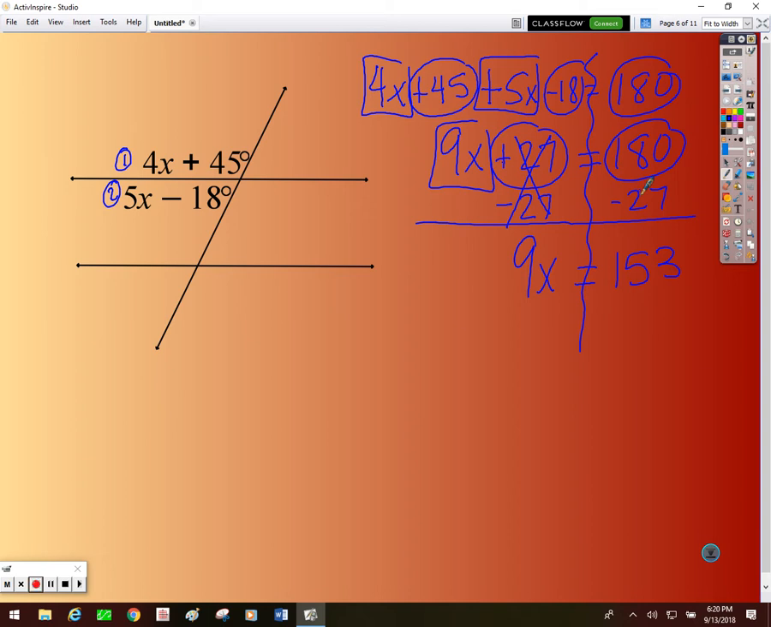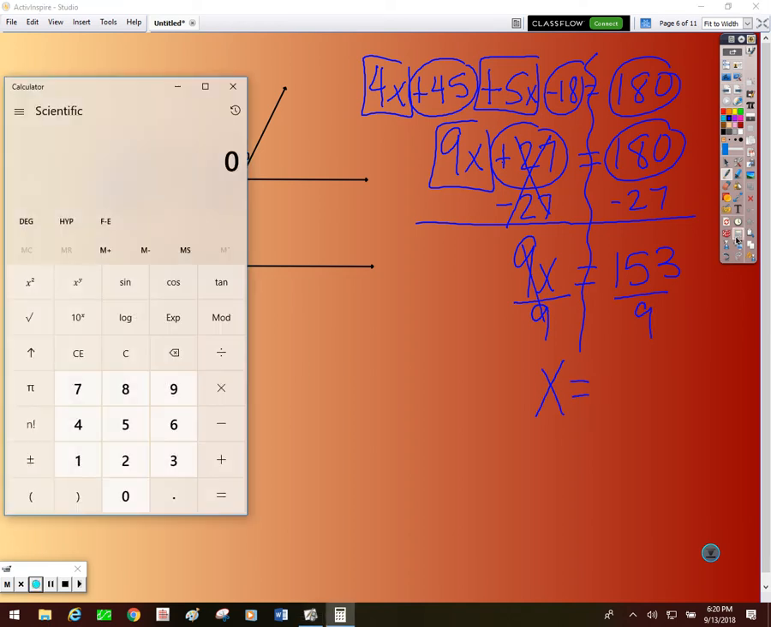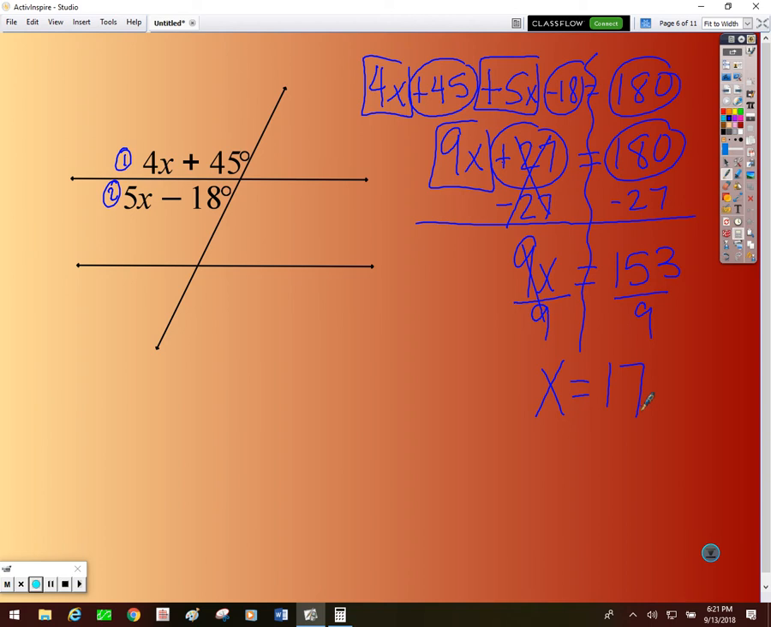All right, now the last step, 9 times some number. That's what I'm trying to find. What is this number that I can multiply times 9 to give me 153? Well, the opposite of multiplication, the way you undo multiplication, is division. All right, so if I do this, I have x is equal to, and I know this is 17, but I just want to make sure. Let's see. 153 divided by 9 should give me 17. Okay, so the value of x is 17.